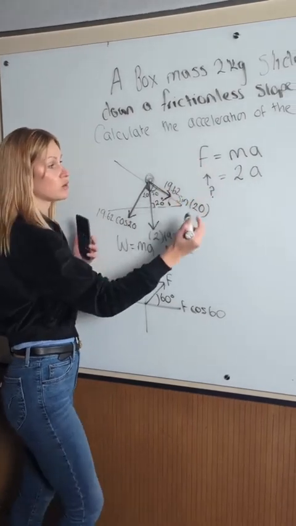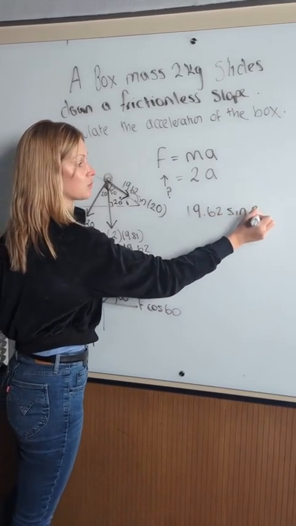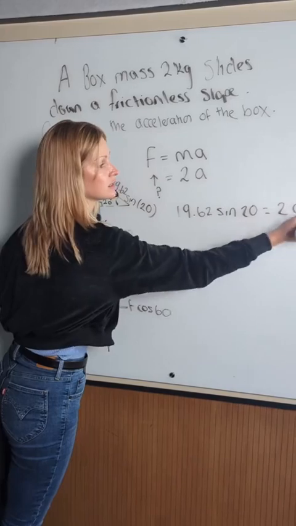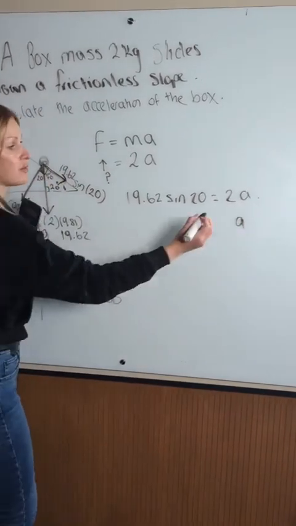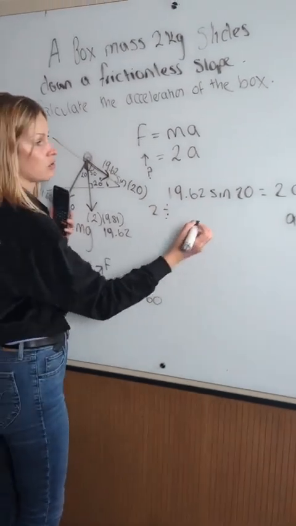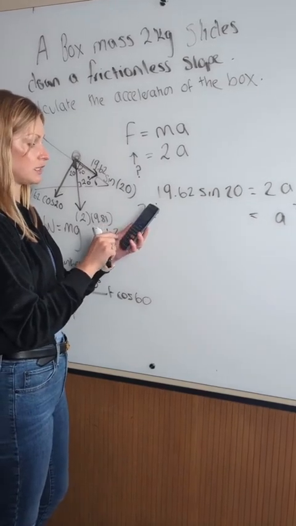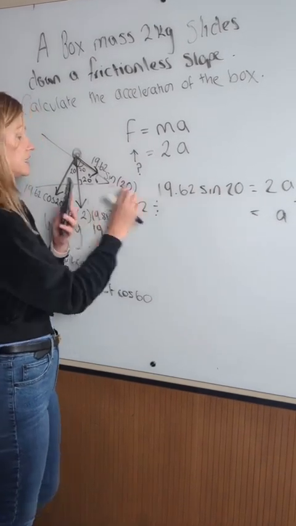Now I know my force. So I have 19.62 sine of 20 equals 2 times a. To find a, all the math I have to do is divide both sides by 2. So I will get a final answer of 19.62 multiplied by sine of 20.